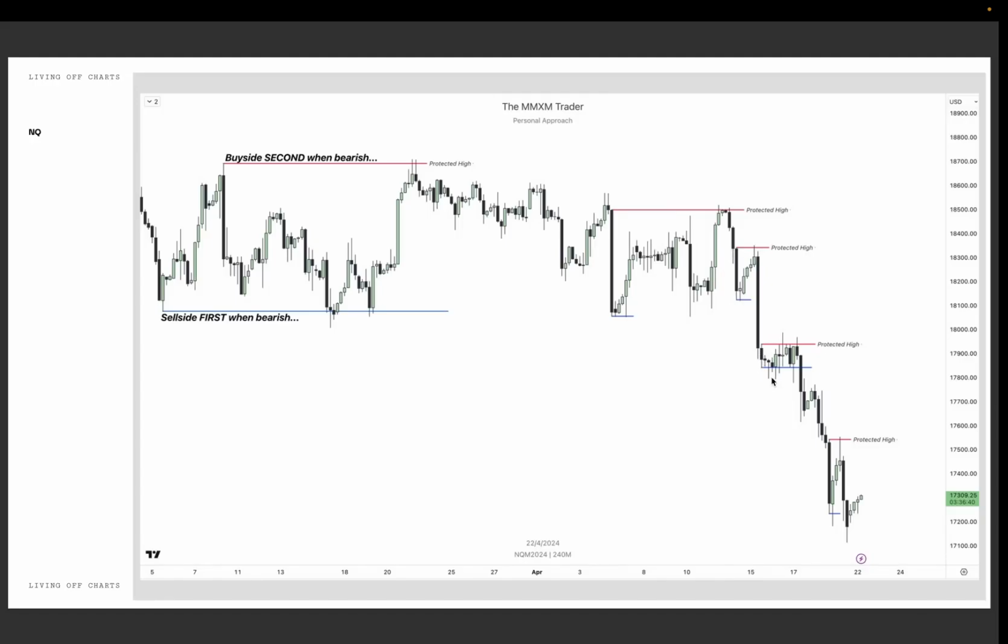Again, here. Refuses to close outside, runs the high. This little high here becomes protected. Big move through the lows. And lastly, one here. Runs the low, closes within. Runs the high, closes within. Remember, that's extremely important. Then we run aggressively, specifically for this low.